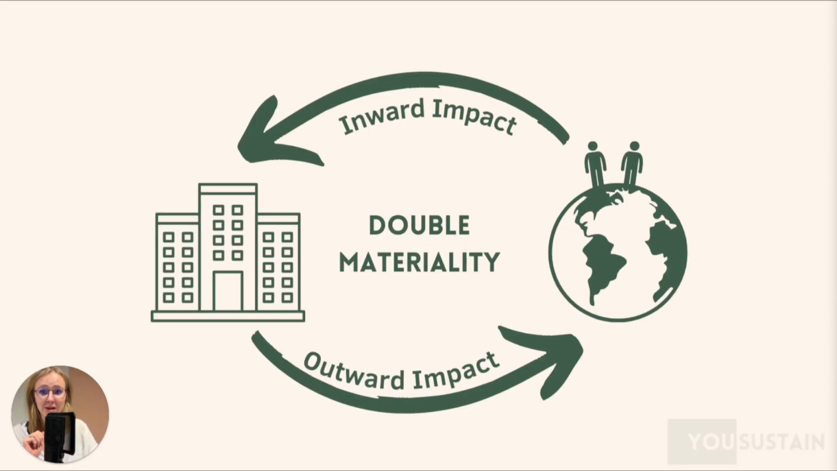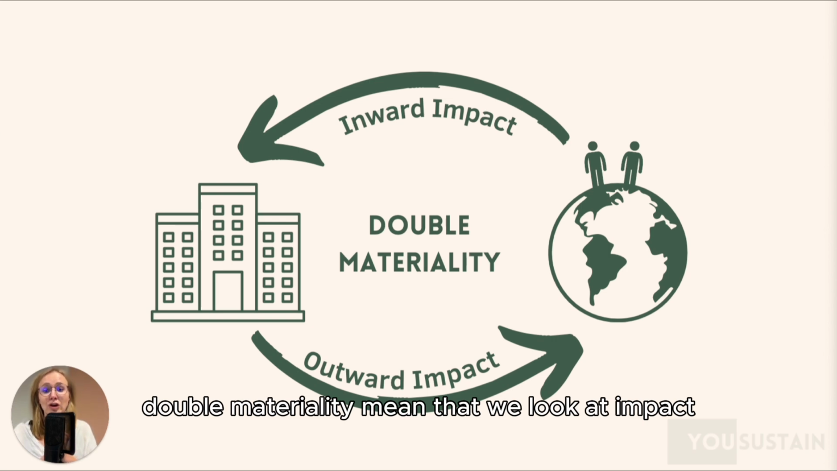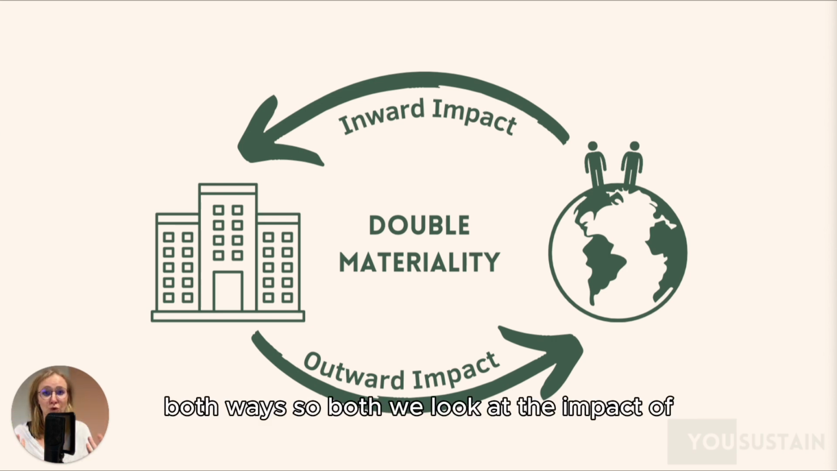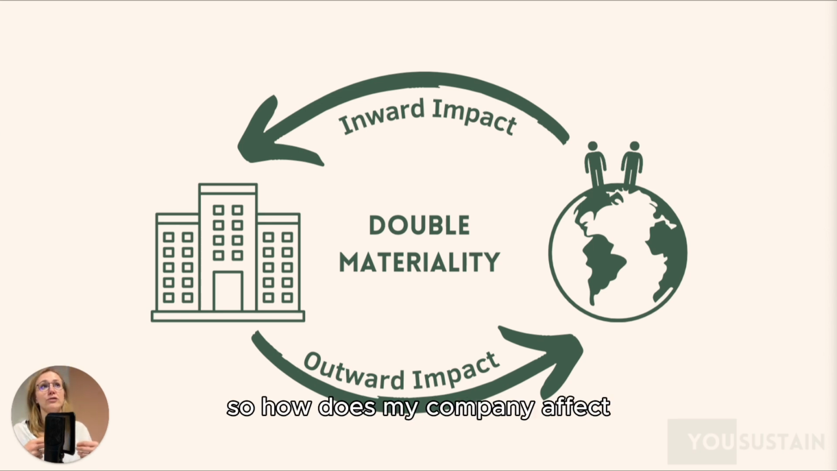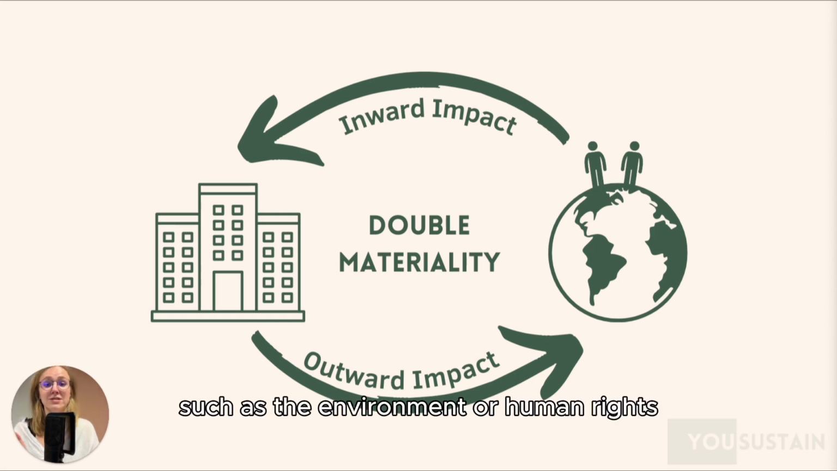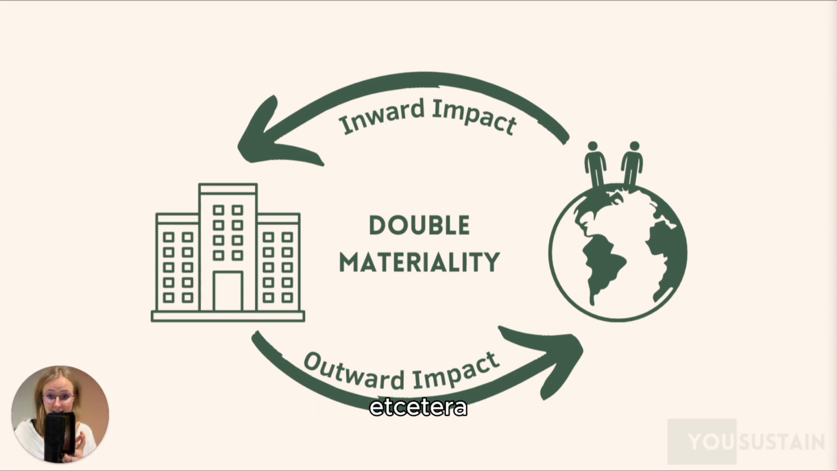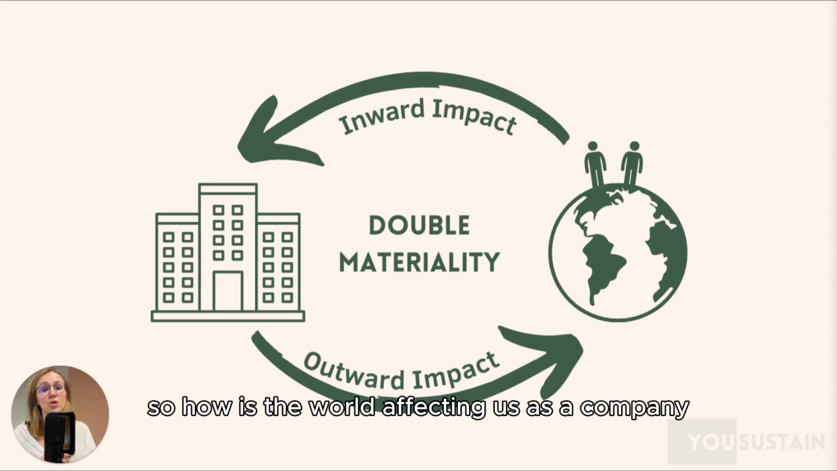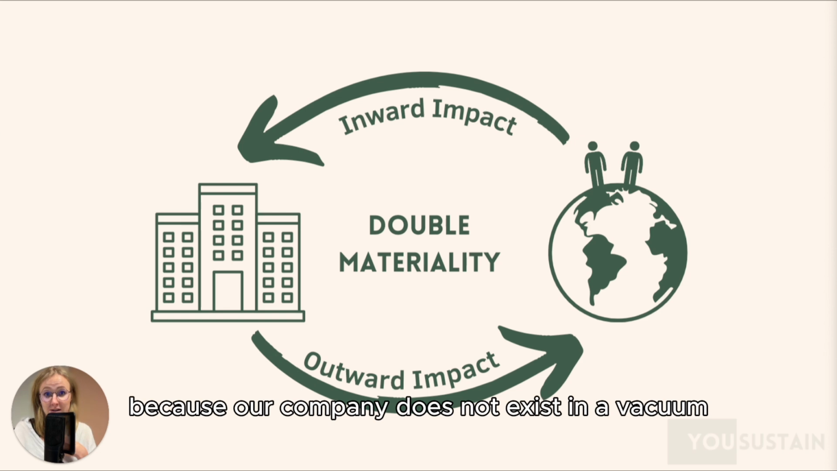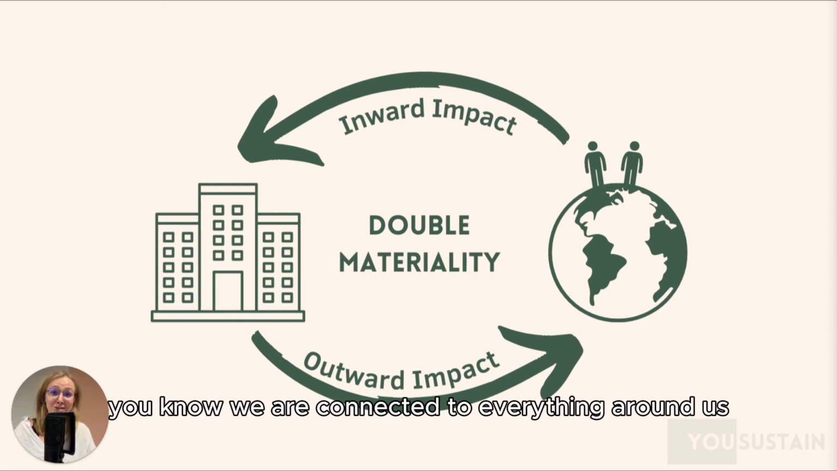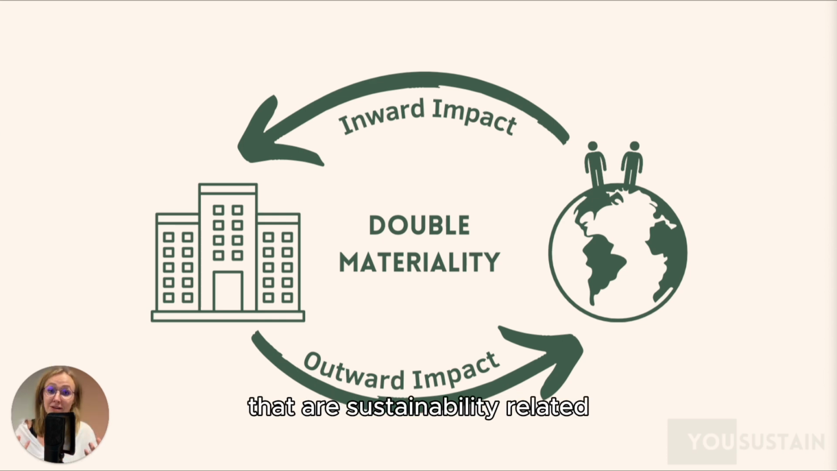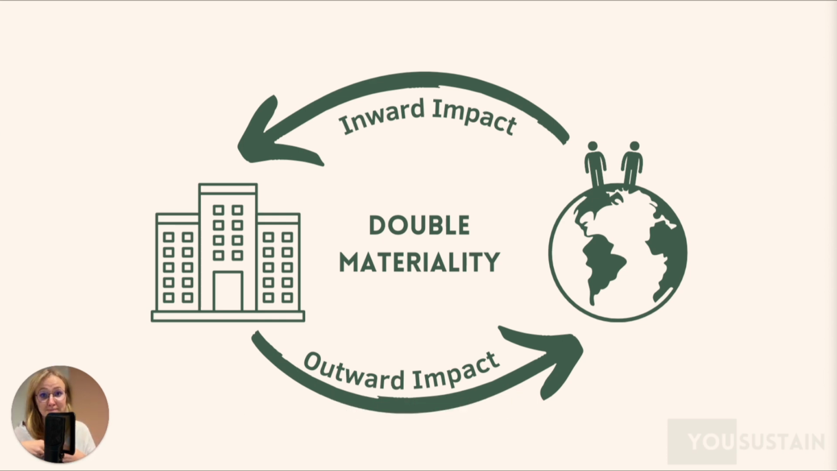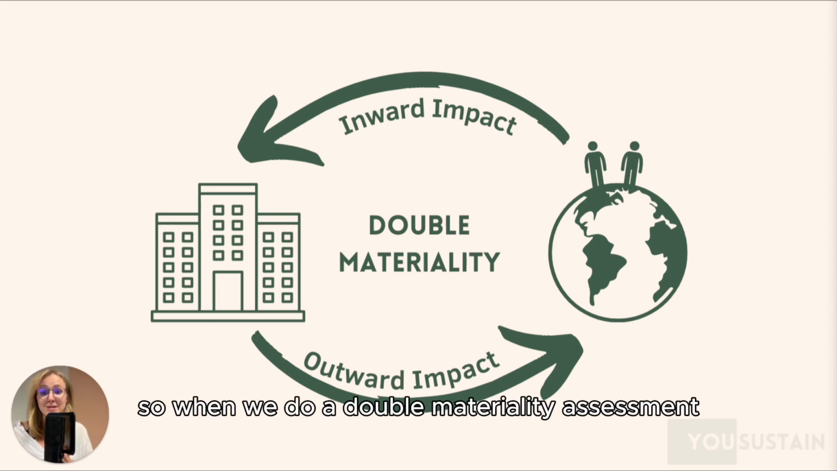So double materiality means that we look at impact both ways. We look at the impact of how my company affects external factors such as the environment or human rights, etc. But we also need to look the other way around: how is the world affecting us as a company? Because our company does not exist in a vacuum. We are connected to everything around us, and there are many sustainability-related things that can affect our companies. So when we do a double materiality assessment, this is essentially what we do.